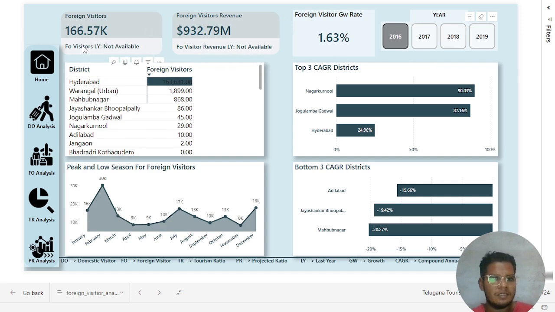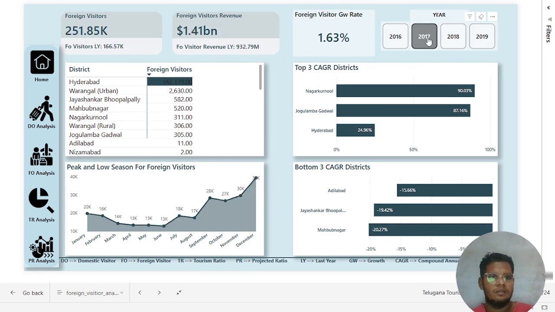The visitor count was 166.5k in 2016, and the revenue was 932.7 million. Let's move into 2017. Here, the visitors count is increasing from 166.57k to 251.85k. Revenue-wise, it's also improving. The foreign visitor revenue last year was 932.79 million, and now it's 1.41 billion. It's also increasing, right? And then the districts.